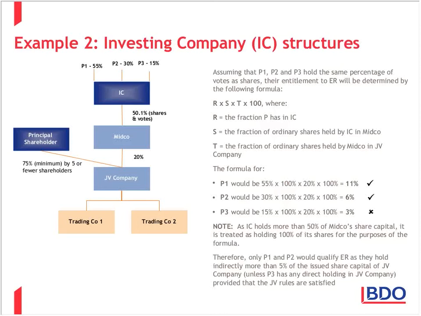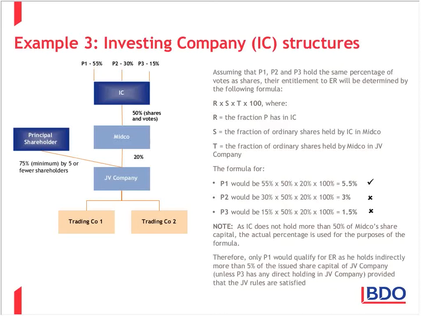Now, the reason why S in the formula was 100% rather than 50.1% is because, as previously mentioned, the legislation tells us that if the investing company holds more than 50% of the ordinary share capital, it's deemed to own 100%. So as you'll note, P2 gets through the gateway, but P3 doesn't.